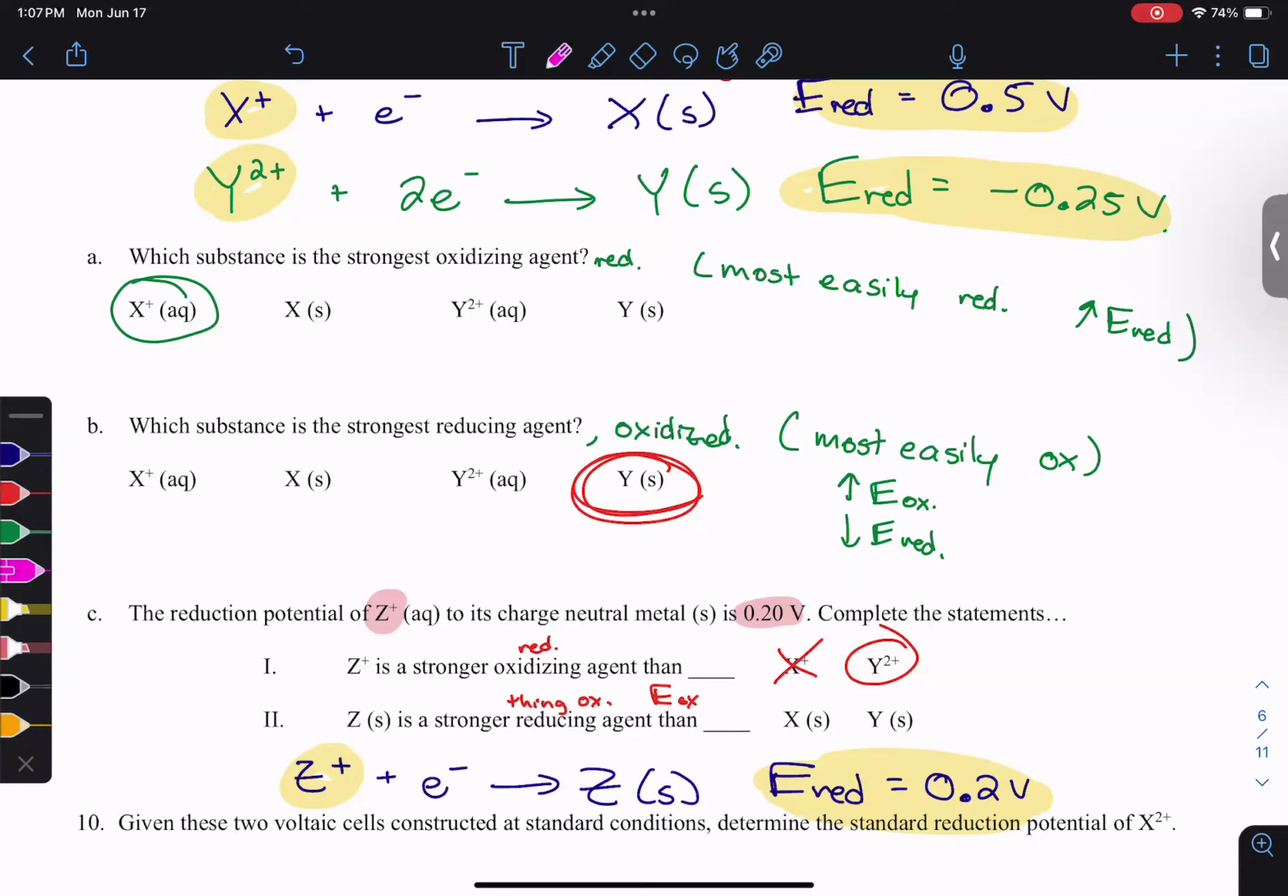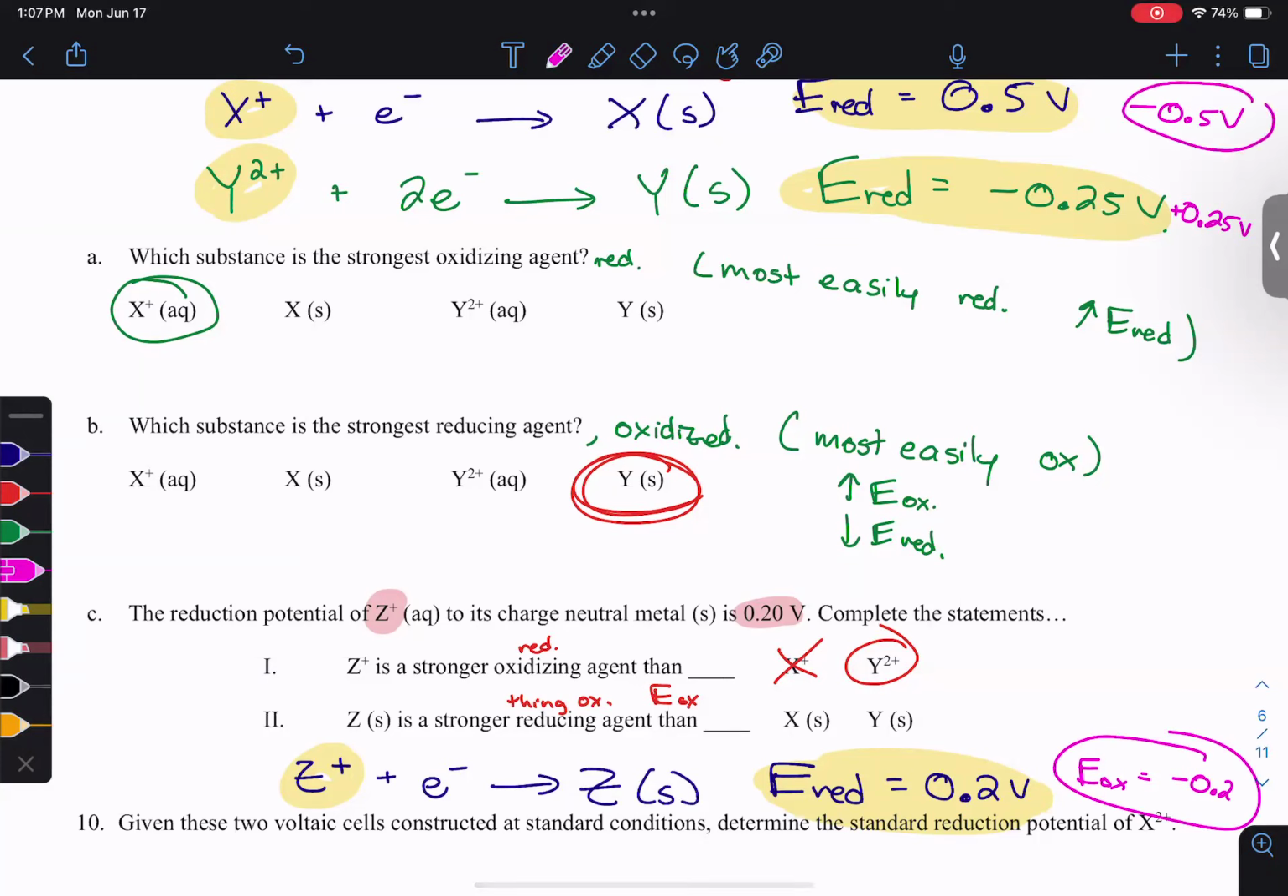So something you could do is simply write what the oxidation potentials would be. It would be negative 0.2 volts. This one would be positive 0.25 volts, and then this would be negative 0.5 volts. So we see that Z solid's oxidation potential is better than this one. Z solid is only a better reducing agent than X solid because it's more positive, right? Okay.